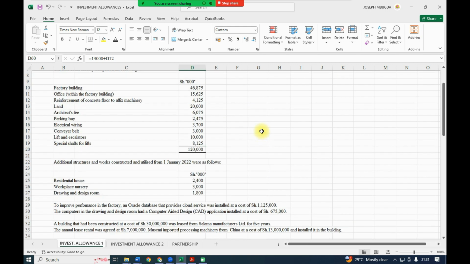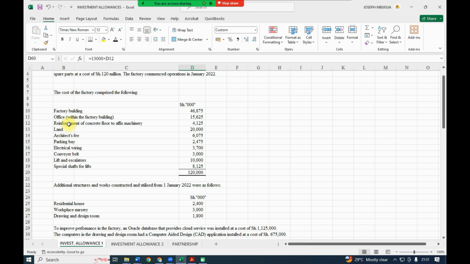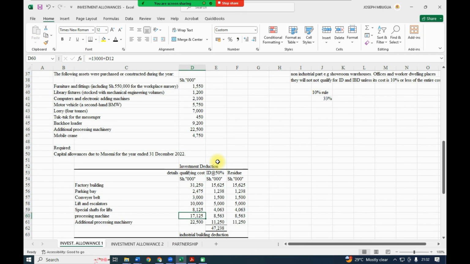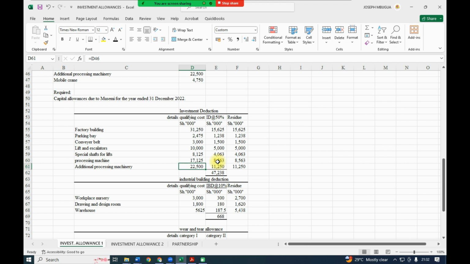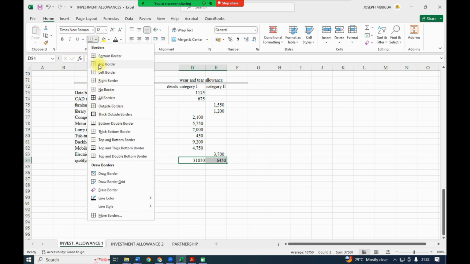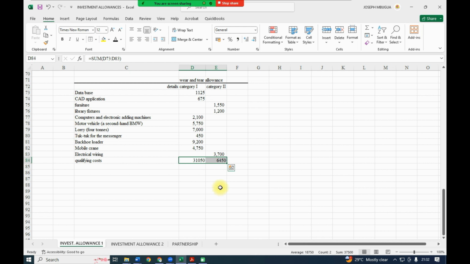So we took 13 and installed it in the building. When we installed it, that's where we incurred the reinforcement of the concrete floor to affix the machinery. That is the installation cost, reinforcing the floor in order to fix the machinery, and that's why we added 13 plus the 12 to get the value of 17. So we already captured that. Thank you, Peter. So this will be our qualifying costs.